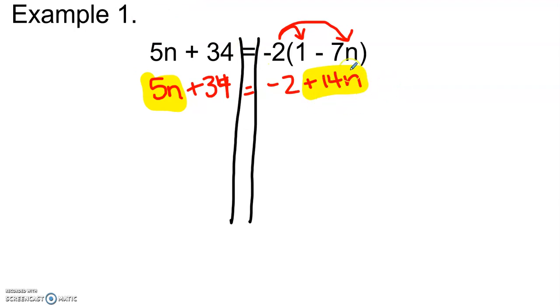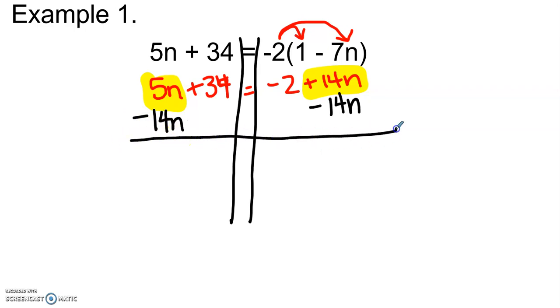So what we're going to do is to undo this positive 14n. The opposite of it is a negative 14n to both sides. You have to be sure to put it with its like term, combined with its like term on the other side. 5n minus 14n gives us a negative 9n. So again, the only reason why I'm changing these signs is because I'm going to the opposite side of the equal sign, so I need to do those opposite operations.